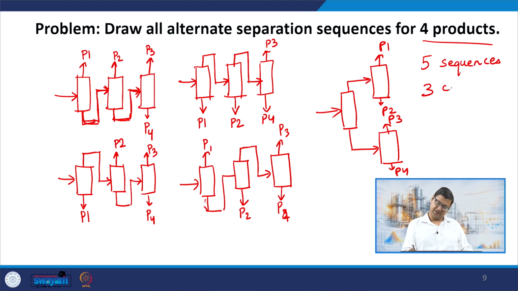of 3 columns. So as you can imagine, as we increase the number of products to take out from a mixture, you need to introduce more columns, and there are now many possibilities that will emerge for the sequence in which you can arrange them, right? In the next class, I will take an example where I will think of this as some sort of a graph or a tree.